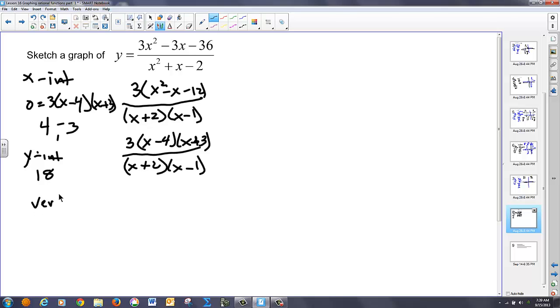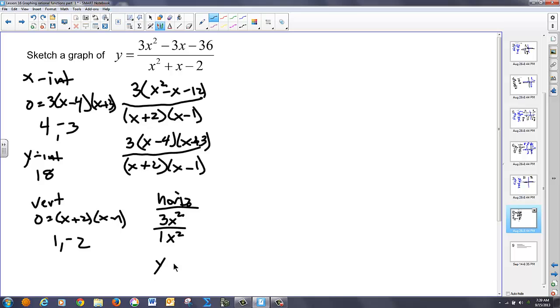Vertical asymptotes, set the denominator equal to 0. So I have 0 equals x plus 2, x minus 1. I get a 1 and a negative 2 for my values there. And in the horizontal, in this case, the numerator, 3x squared, my leading coefficient and my degree, 1x squared, leading coefficient and degree, so y equals 3 is that horizontal asymptote. So let's go ahead and graph this.